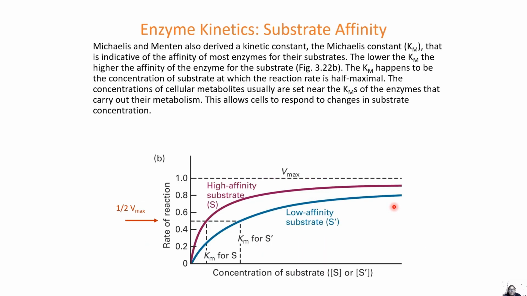Now, Michaelis and Menten also derived a kinetic constant, the Michaelis constant, that is indicative of the affinity of most enzymes for their substrates. So, the lower the Km, the higher the affinity of the enzyme for the substrate. The Km happens to be the concentration of the substrate at which the reaction rate is half maximal. The concentrations of cellular metabolites usually are set near the Kms of the enzymes that carry out their metabolism. So, this allows the cells to respond to changes in the substrate concentration.